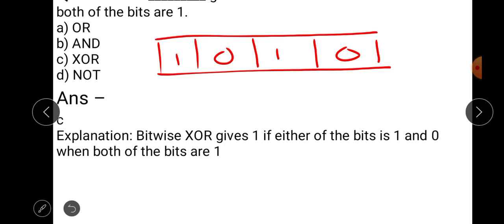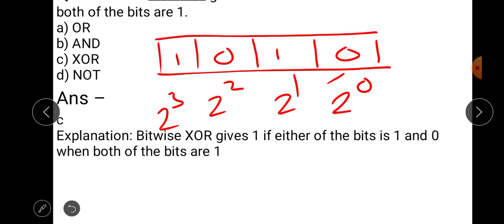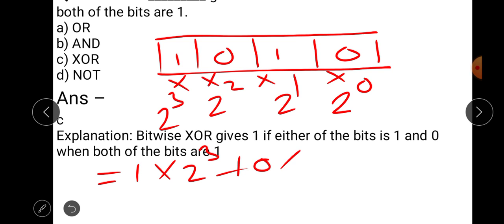Then write 2 power 0, 2 power 1 in increasing order from right to left, 2 power 2, 2 power 3, and multiply these numbers, and after that add all these numbers. So first of all we get 1 into 2 power 3, then 0 into 2 power 2, then 1 into 2 power 1, then 0 into 2 power 0.